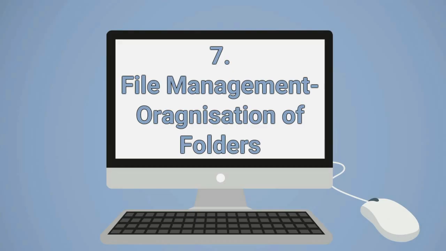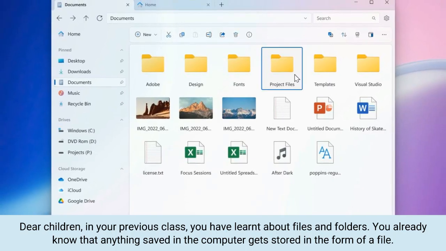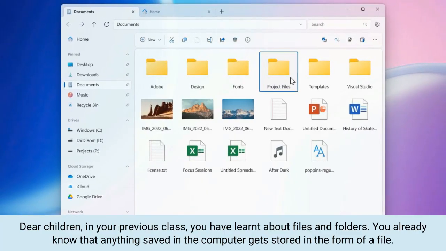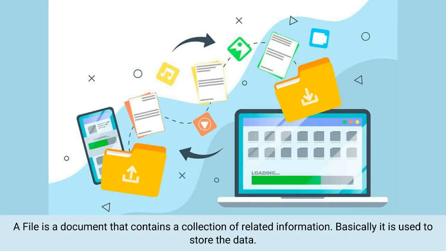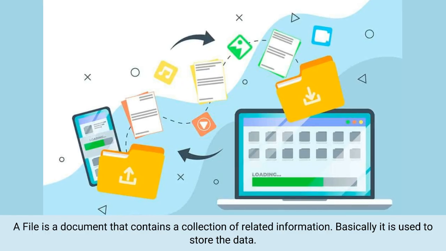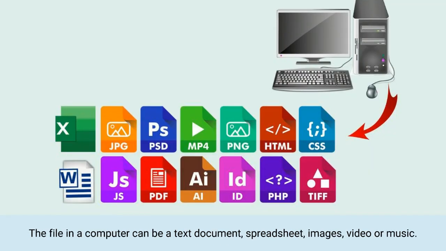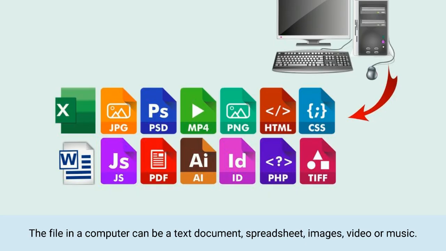Chapter 7. File Management. Organization of Folders. Dear children, in your previous class, you have learnt about files and folders. You already know that anything saved in the computer gets stored in the form of a file. A file is a document that contains a collection of related information. Basically, it is used to store the data. The file in a computer can be a text document, spreadsheet, images, video, or music.